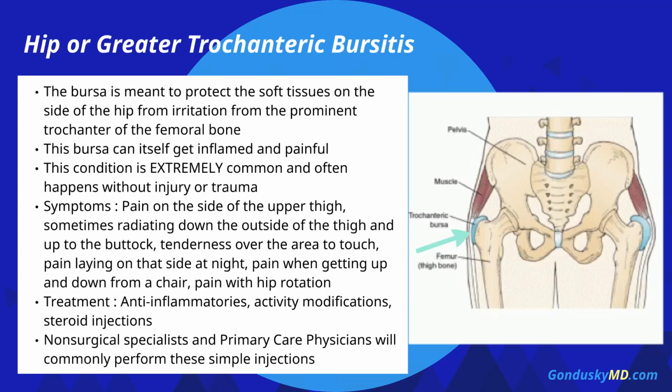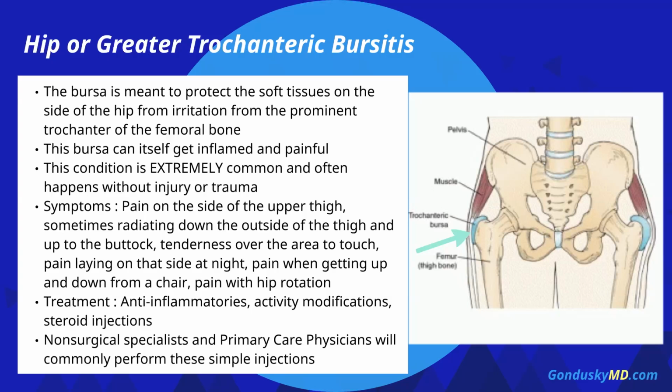It's very common, and it can happen often with or without injury. Sometimes you'll bump the side of the hip and that'll set it off, but more commonly than not, it just happens from day-to-day activity in many people and is really one of the most common things to affect anybody over 40, I would say. The symptoms are pain on the side of the upper thigh, sometimes radiating down the outside of the thigh and up into the buttock.